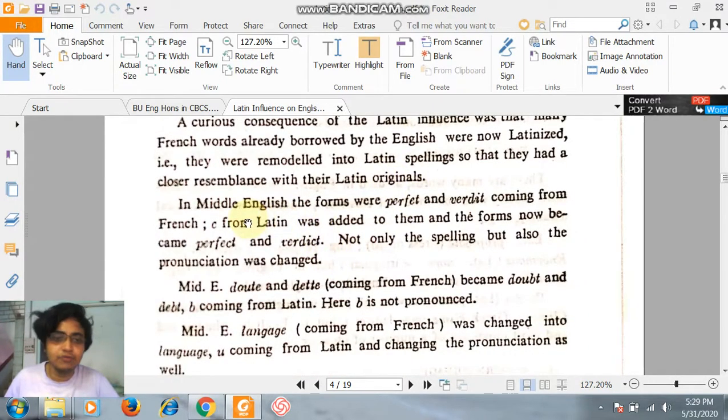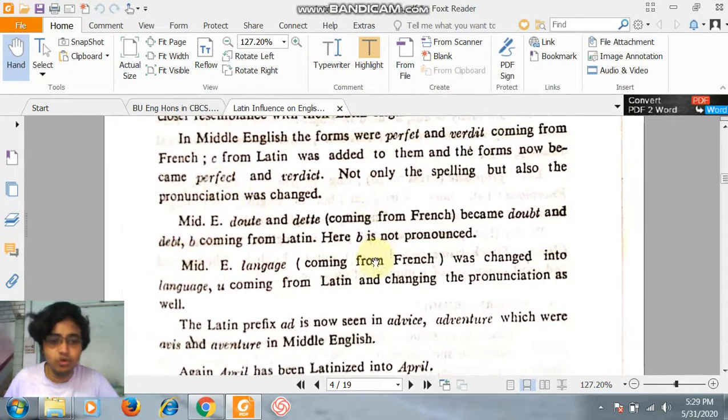And apart from that, in Middle English, the forms perfect and varied came from the French. From the Latin was added to them, and the forms now become perfect and variegated. So perfect and varied are basically French words. Latin modified perfect and varied.